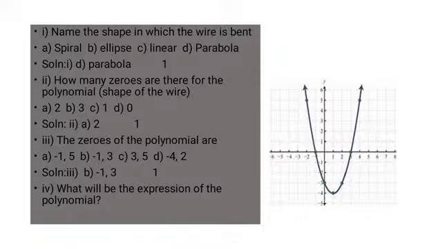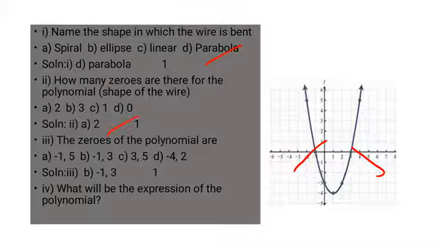Subpart 1 is name the shape in which the wire is bent. That is parabola. Answer is D. How many zeros are there for the polynomial? It cuts x-axis at 2 points. Therefore, it has 2 zeros. Answer is 1.